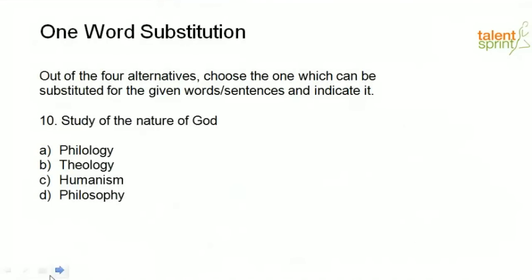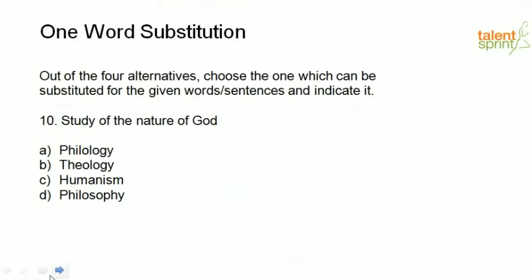Let's look at the next one. Study of the nature of God. Study of the nature of God. So what are our options? We have philology, we have theology, we have humanism, and we have philosophy. The obvious thing that we already know is philosophy, option D, right? The study of nature, causes, or the principle of reality. It could be knowledge, values, basically based on logical reasoning. So philosophy, we know.